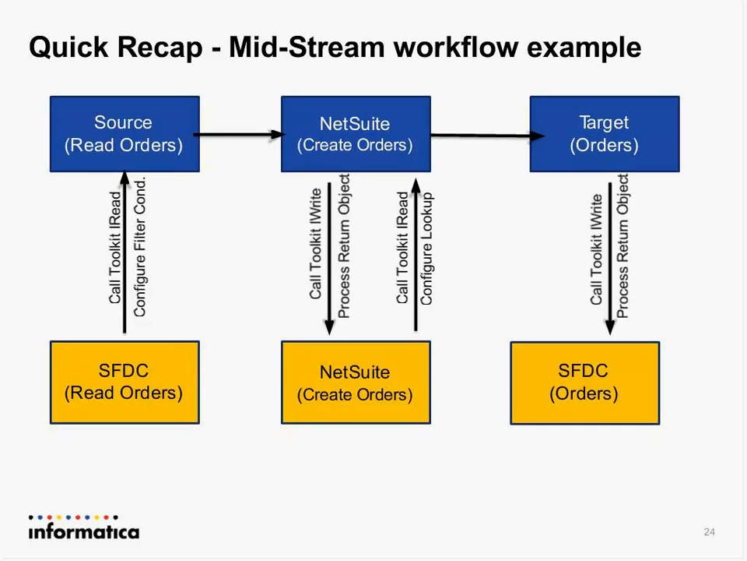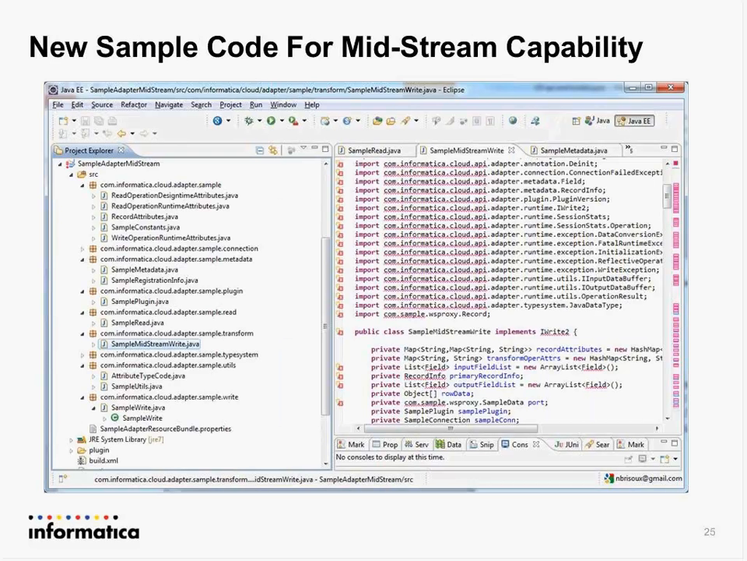So an example would be, let's say you're reading some orders from Salesforce, you then go create those orders in NetSuite, and then there's some return information that you want to go update that orders object in Salesforce. So we've had that capability since the previous winter release. So we're going to be releasing a sample code project with some sample code showing you how to implement that. And I'm going to be posting that on our Informatica Cloud GitHub site, and you'll see it there.